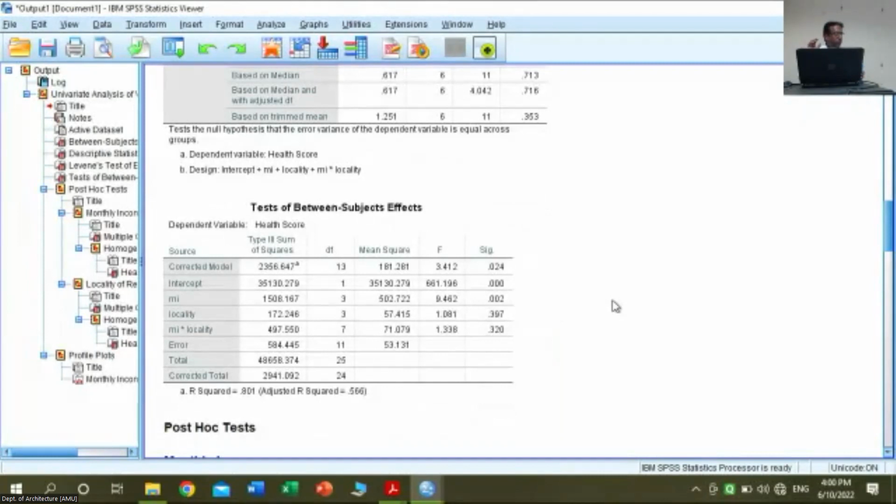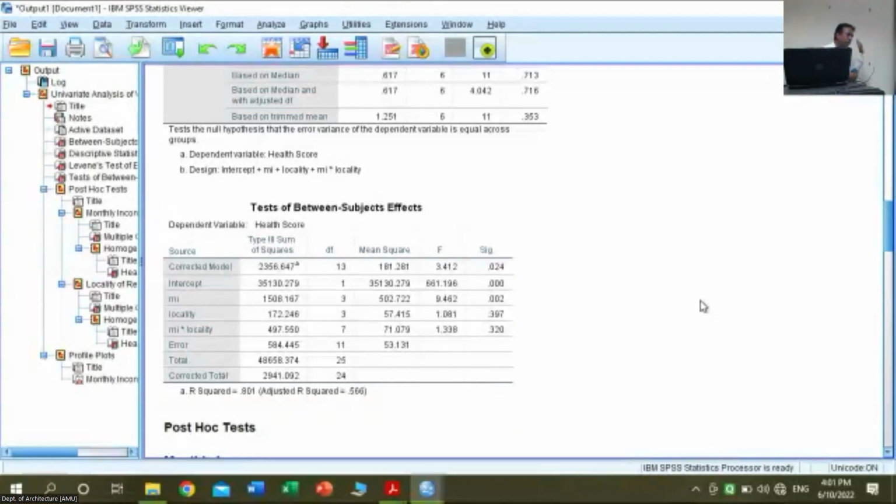Overall significance of the model is shown here, and here we are interested in MI, that is monthly income, locality, and the third one, monthly income cross locality, the interaction effect, that is the mix effect. Against monthly income the p value is 0.002, that means it is less than 0.05, so there is a significant difference between mean health score belonging to the 4 income groups.